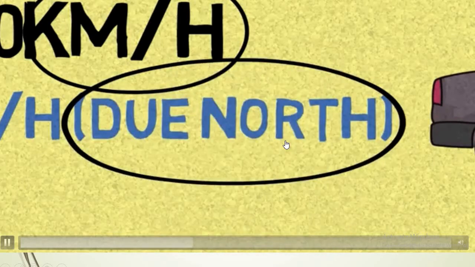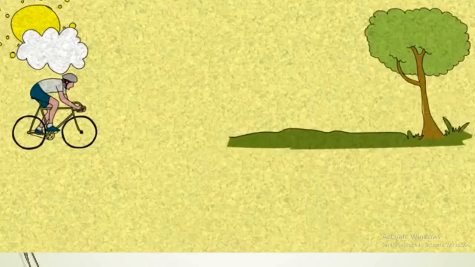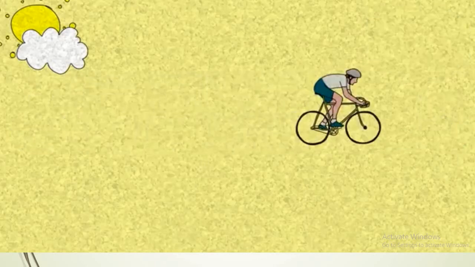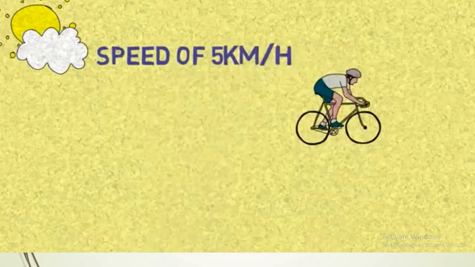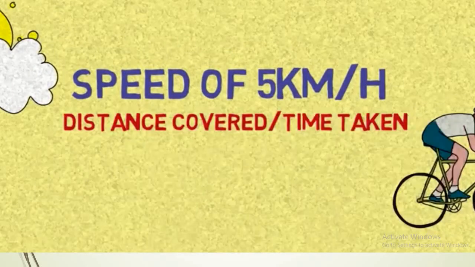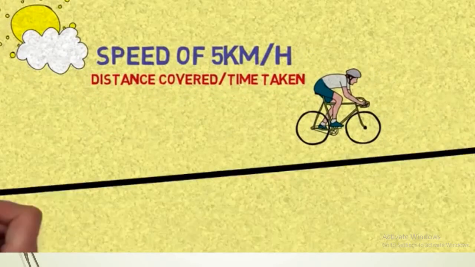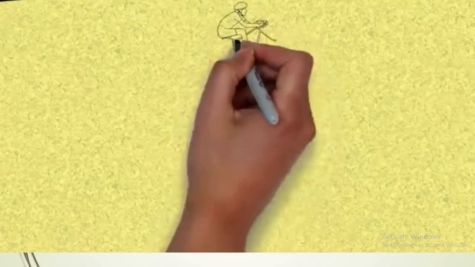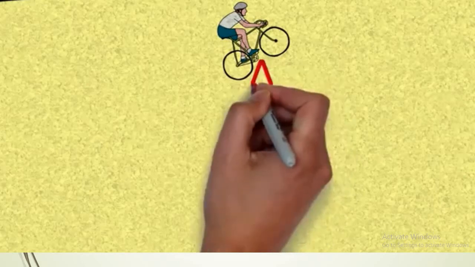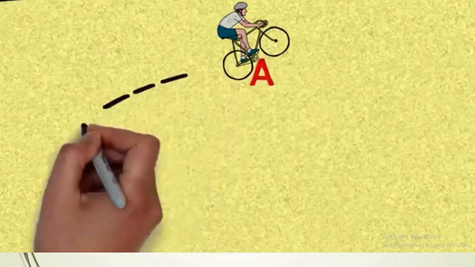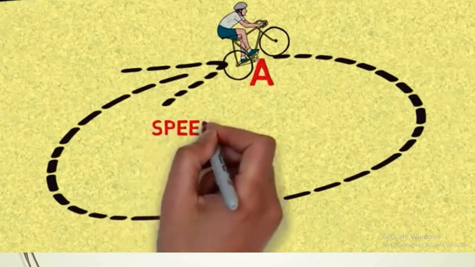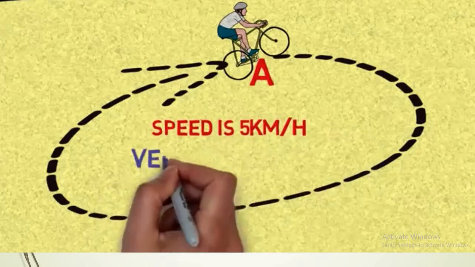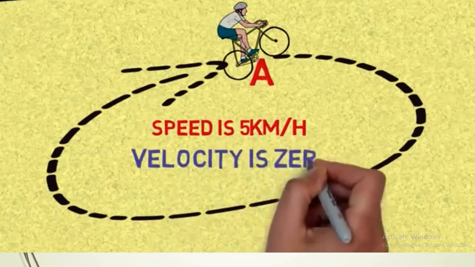Now let's take a very simple example. If you're riding your bicycle at 5 kilometers per hour until you reach the park, then your speed is 5 kilometers per hour. But velocity has to do with direction. If you start from point A and go at that speed in a circle and come back to point A, the exact same point, your speed is 5 kilometers per hour, but your velocity is 0.